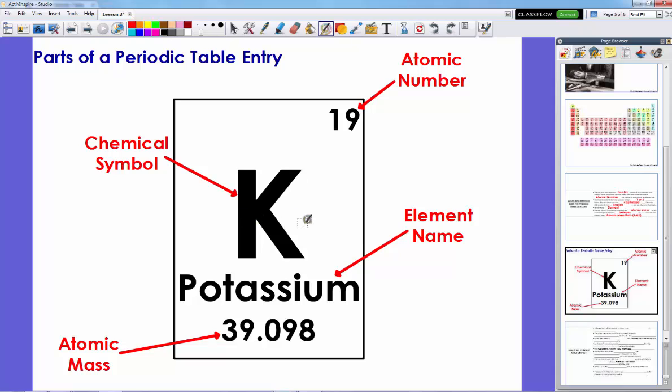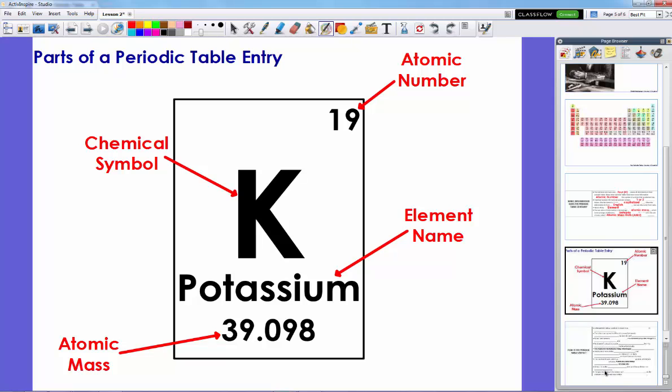and occasionally 3 for the couple of undiscovered elements so far. We have the element name right here, and then we have the atomic mass, which is the atomic mass units measurement of all known isotopes. Remember, isotopes are atoms with extra neutrons in them.